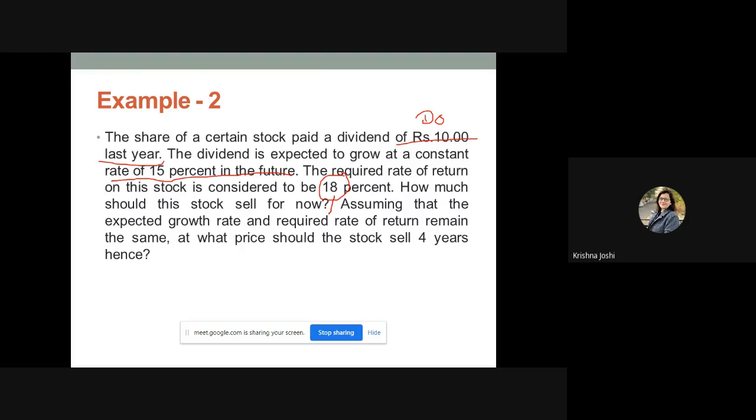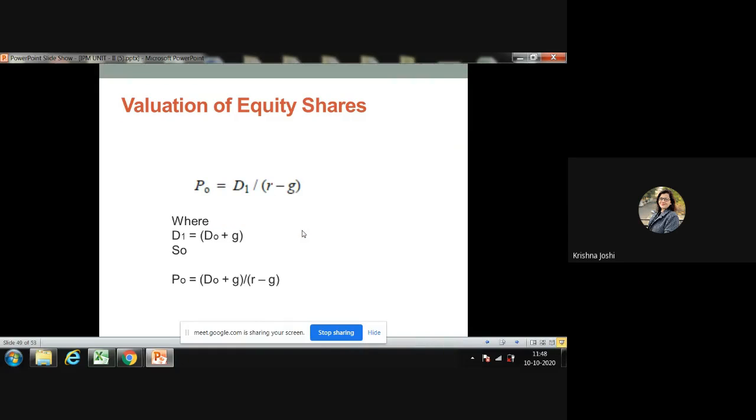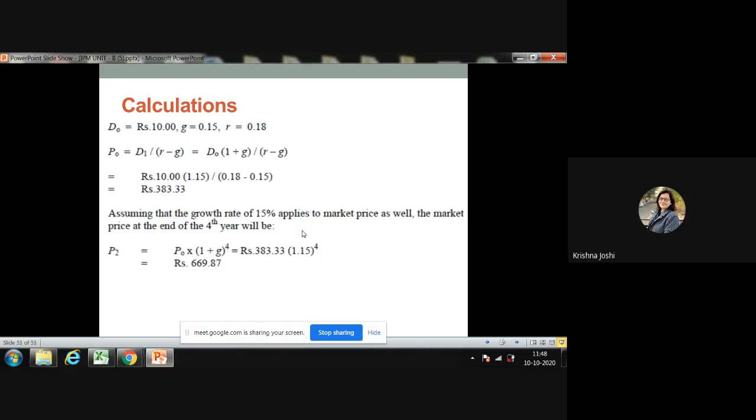तो ये चीज तो हमने already कर दी है. This is something new. Assuming that the expected growth rate and required rate of return remain the same, at what price should the stock sell after 4 years? Sell 4 years hence, matlab after 4 years. So let us do the first part of this example first, and then we will do the next part. Can you guide me how to do it? Calculate D1 first. We will calculate D1 first.